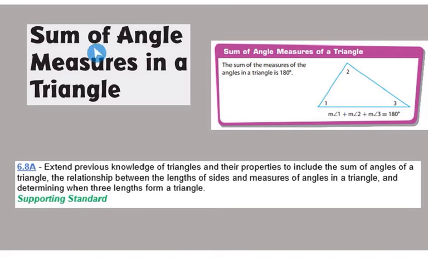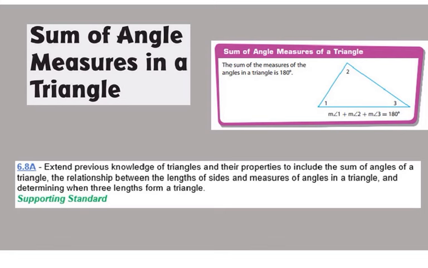This video lesson is about the sum of angle measures in a triangle. Let's first look at the SE here. 6.8B says that you need to extend previous knowledge of triangles and their properties to include the sum of angles of a triangle, the relationship between the lengths of sides and measures of angles in a triangle, and determine when three lengths form a triangle.